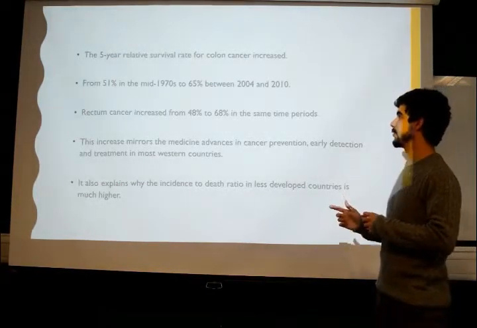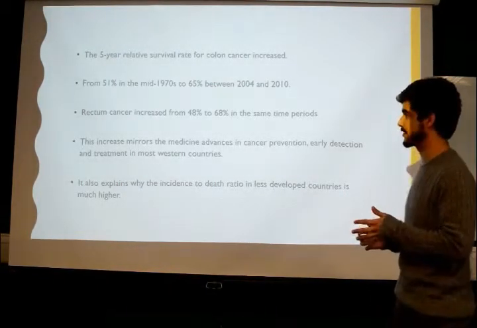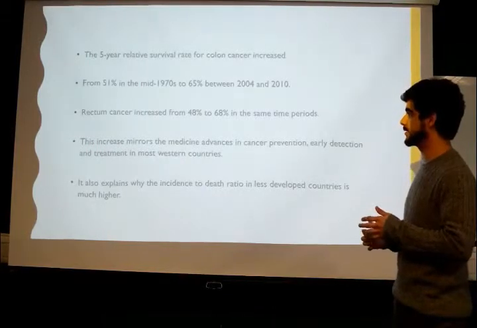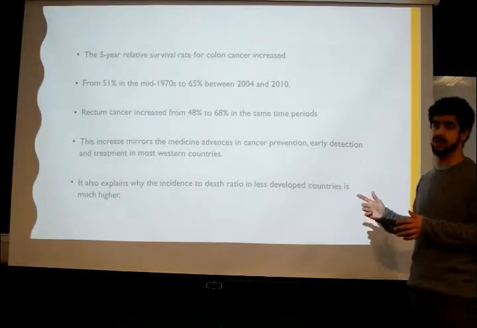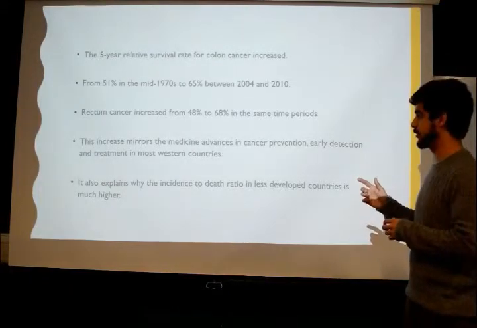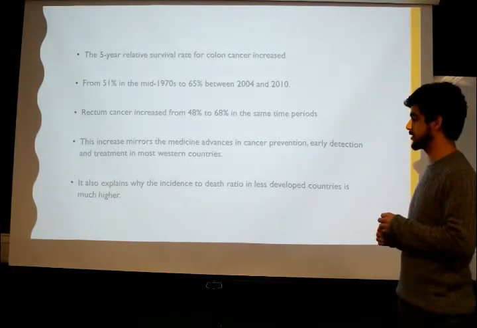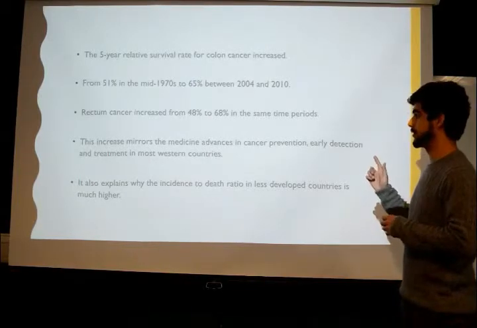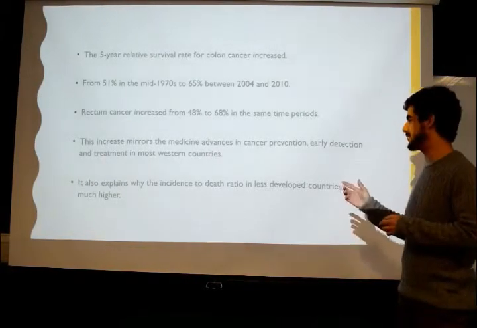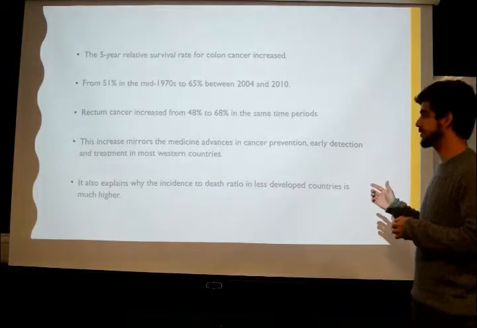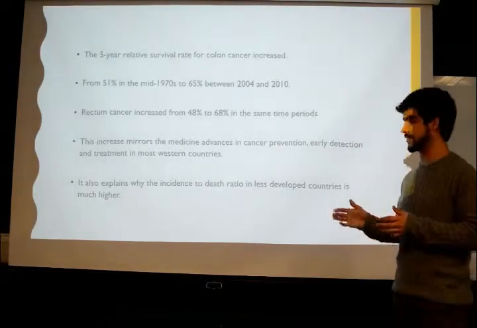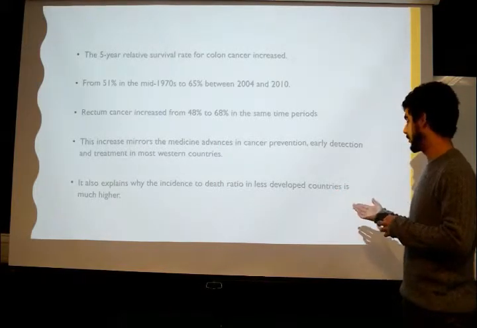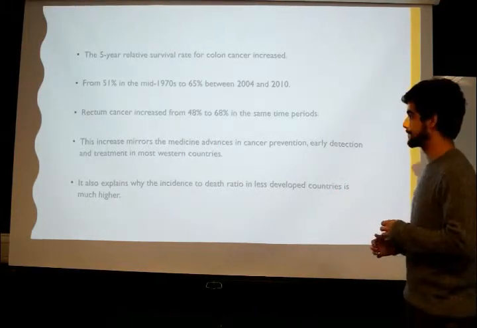5-year relative survival rate of colorectal cancer has also increased, from 51% in the mid-1970s to 65% between 2004 and 2010. Rectum cancer also increased from 48% to 68% in the same time periods. This increase mirrors the medical advances in cancer prevention, early detection and treatment in Western countries. It also explains why the incidence to death ratio in less developed countries is much higher.